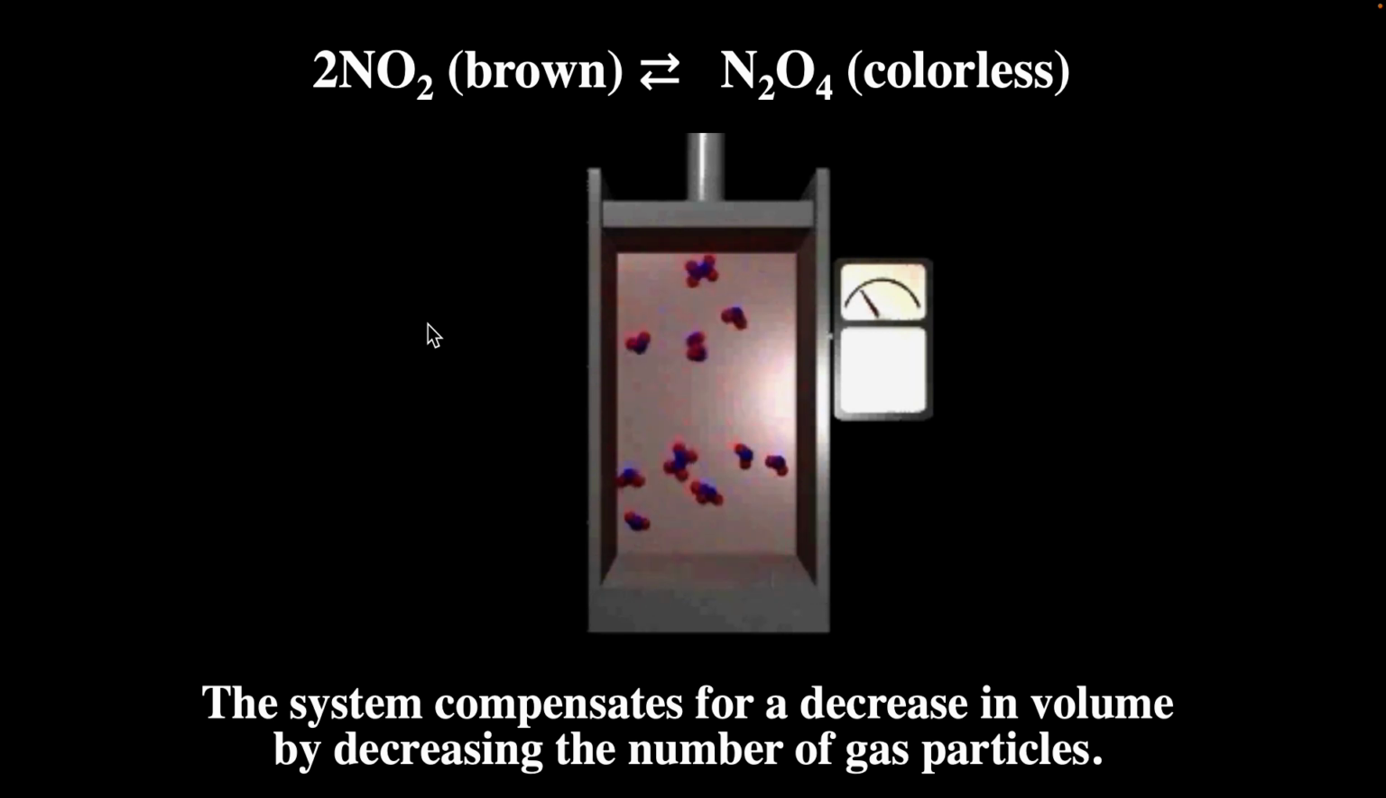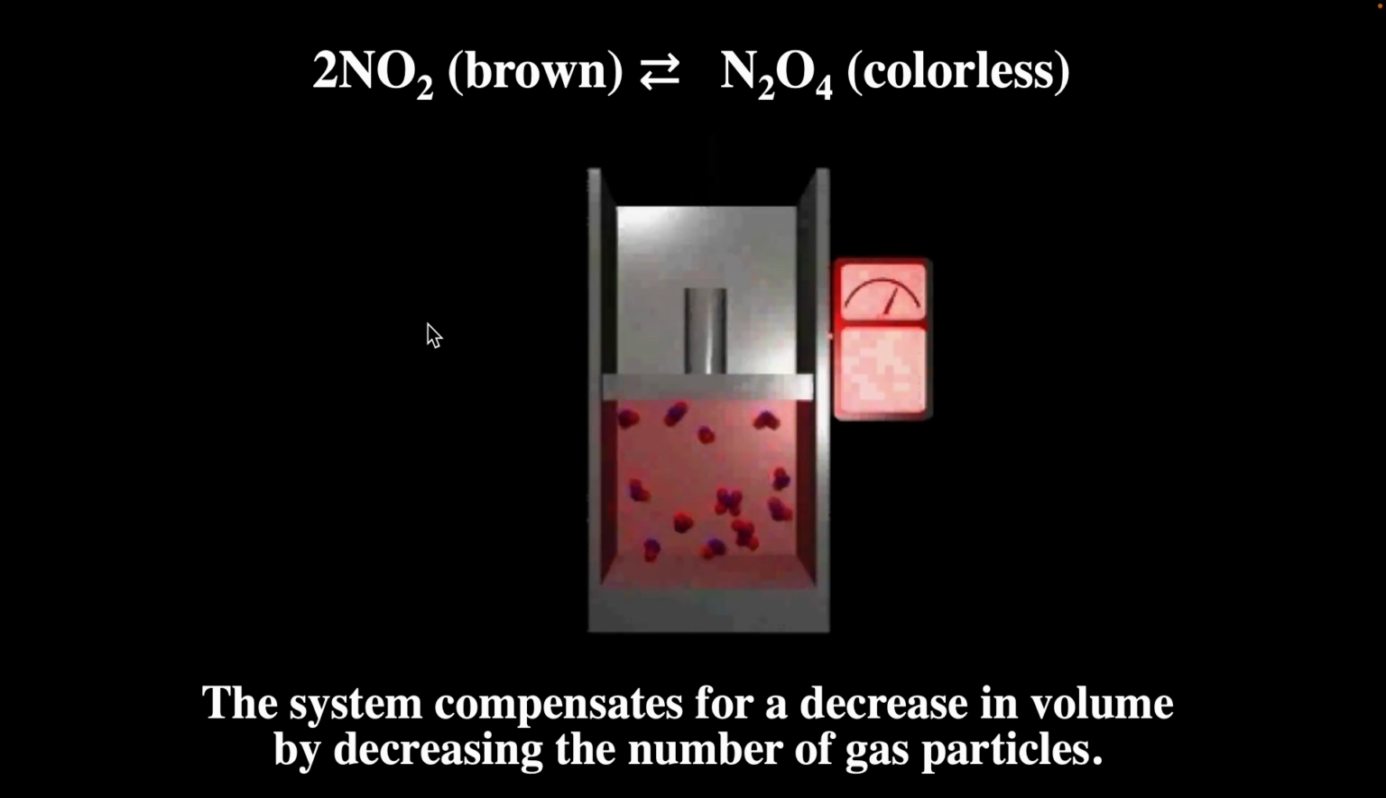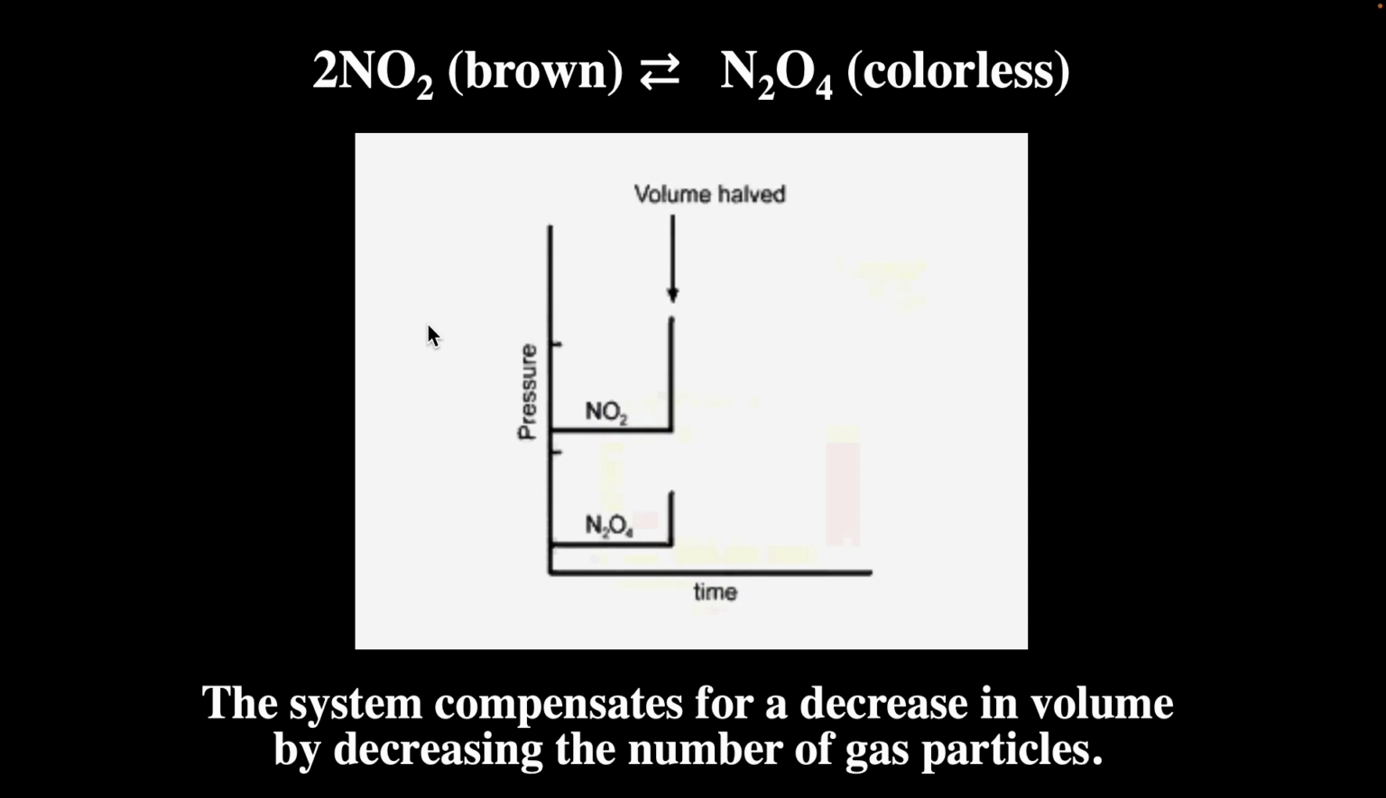When the volume of the system is decreased at constant temperature, the overall pressure increases. Suppose that we were to halve the volume instantaneously. Here is a graph of the pressures of NO2 and N2O4 as a function of time. Notice that when the volume is instantly halved, the pressure of each gas is instantly doubled in accordance with Boyle's law. After this instantaneous decrease in volume, the system is no longer at equilibrium.